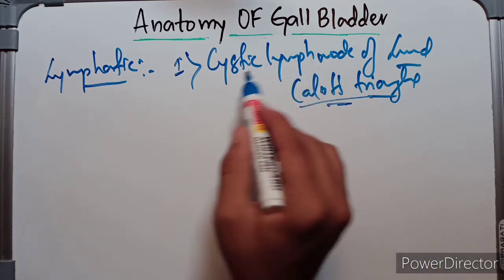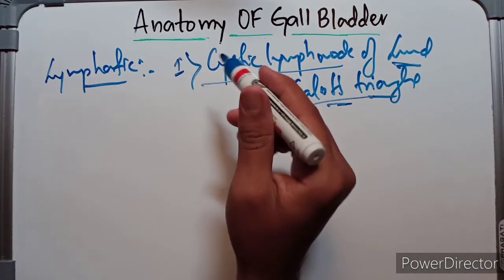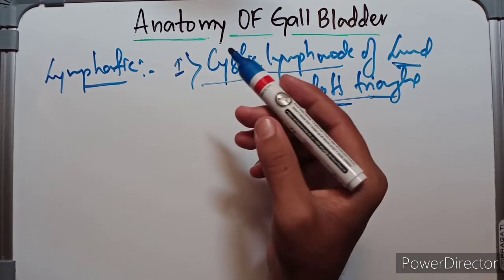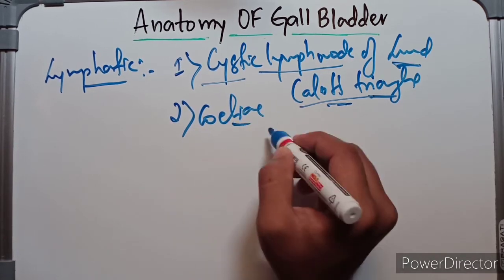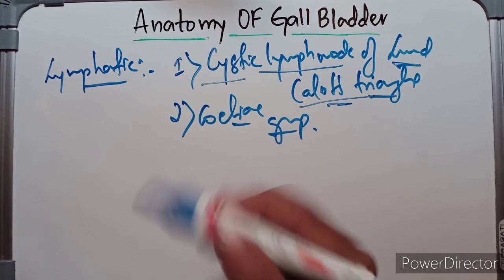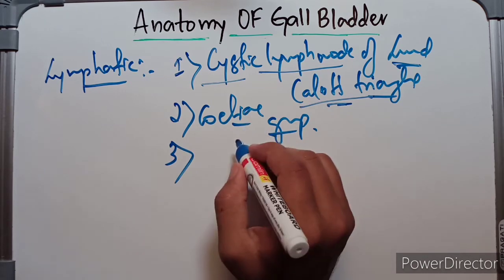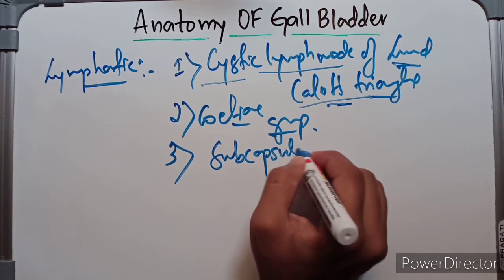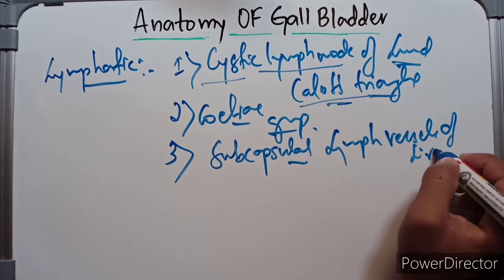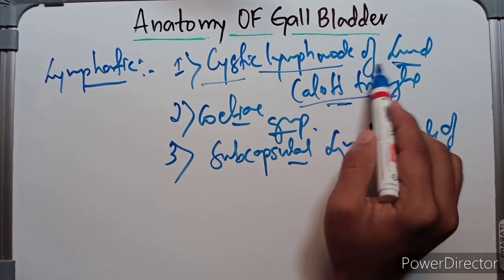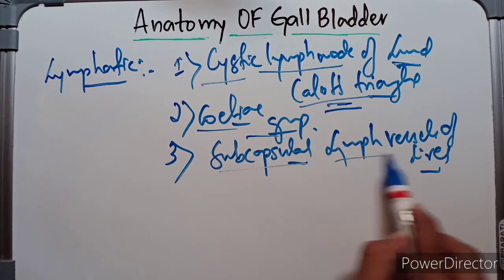So the lymphatic drainage is mainly by the cystic lymph node of Lund, which is located in Calot's triangle, and the node alongside the upper part of the bile duct, that is the node at the anterior border of the epiploic foramen. They will drain into the celiac group of lymph nodes. And also we have a few lymph vessels from the upper surface of the gallbladder, and they will communicate with the subcapsular lymph vessels of the liver. So they will drain into the celiac group of lymph nodes and also the subcapsular lymph nodes of the liver.